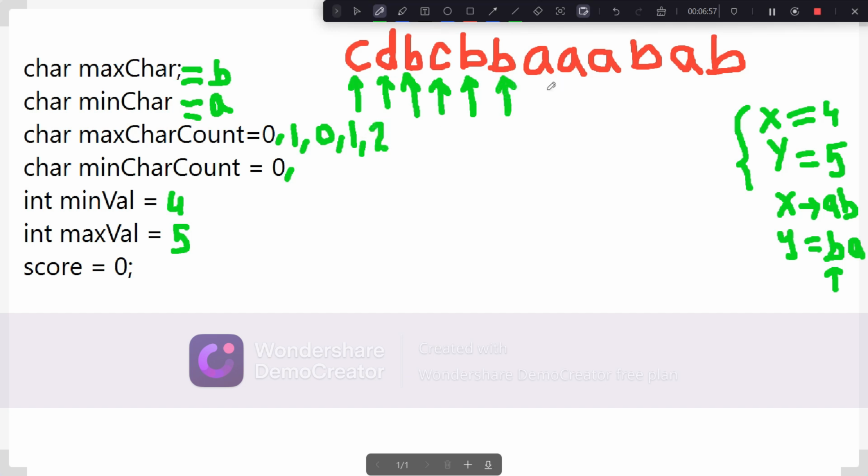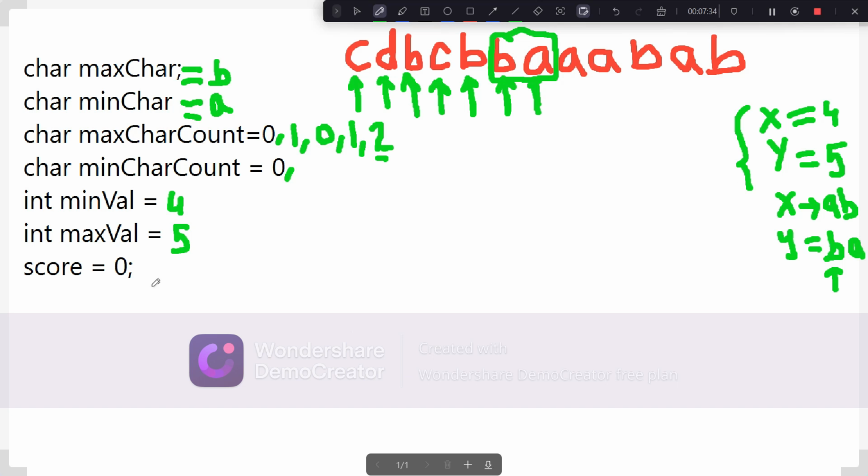Now next thing is A. Whenever we are encountering A, then we have to check whether max char count has some B which has already occurred, right? Then only we can say that we have got a BA. So see here, it is 2. That means it is greater than 0. So we can directly say that whenever we get A, and if max char count is greater than 0, that means there is a possibility of BA, right? So in this case what will happen? Our score would become, because BA is the maximum score counting, right?